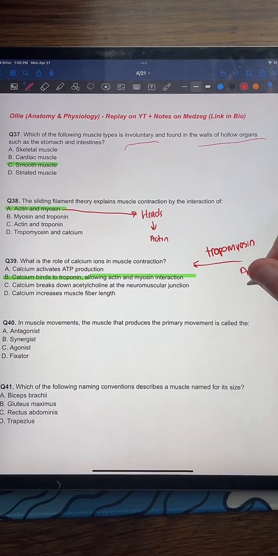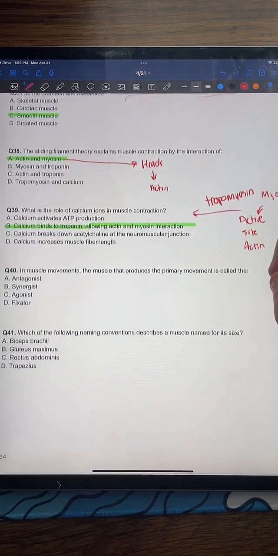Active sites on actin, and when it moves it, this allows our myosin head to attach to the active site, pulling it towards the center of the sarcomere.